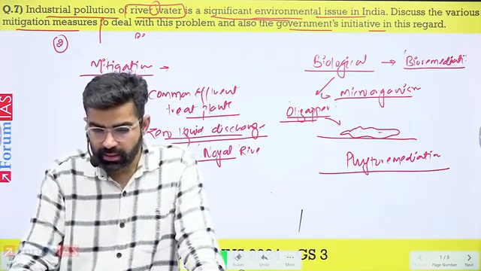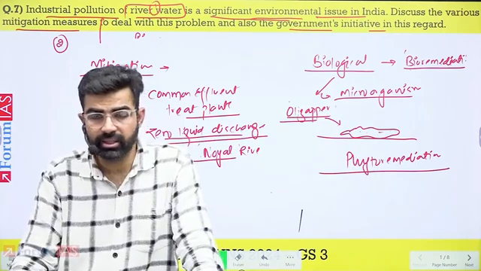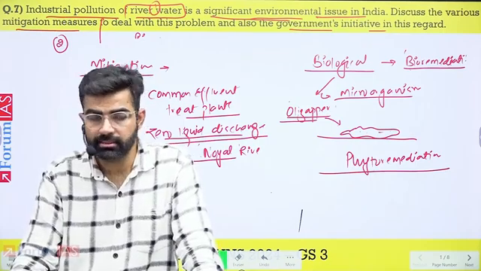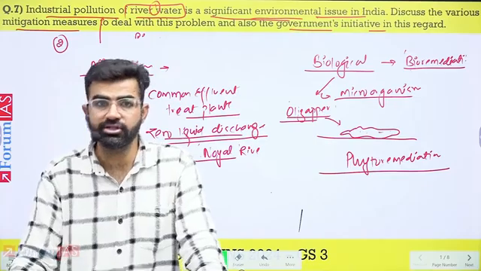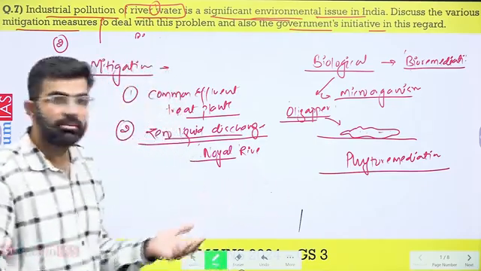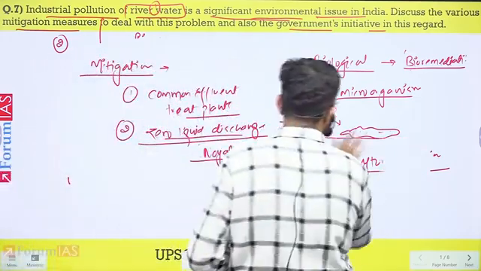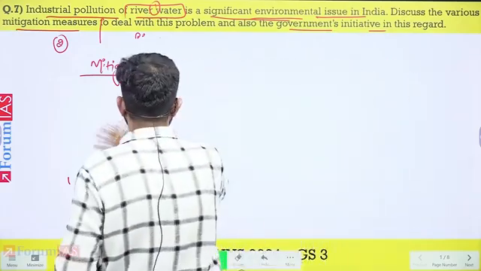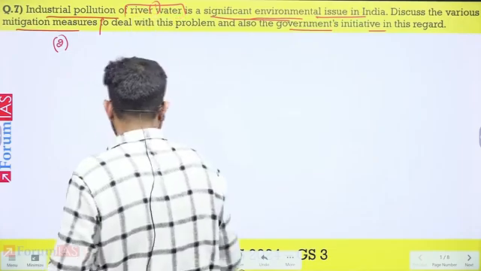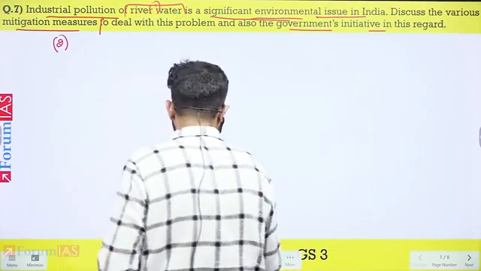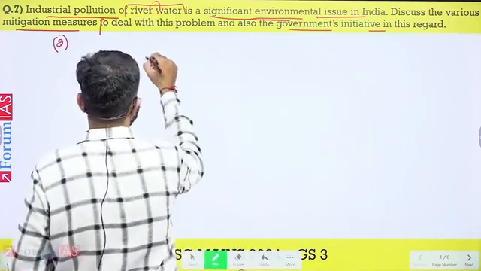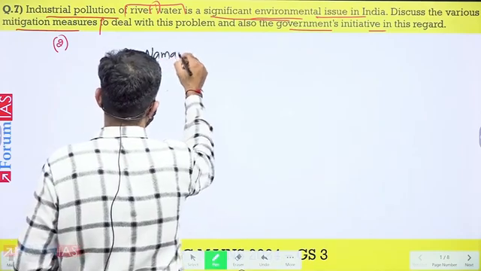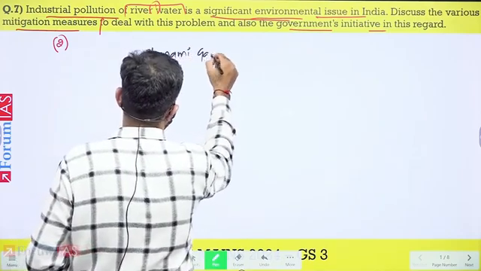Now, what is another dimension of this question? That is about the policies and initiatives of the government, how the government is tackling this problem. Now see here, the government has taken many initiatives. For example, especially you can cite, for the Ganga, what is the initiative? For the Ganga, we have the Namami Gange initiative.